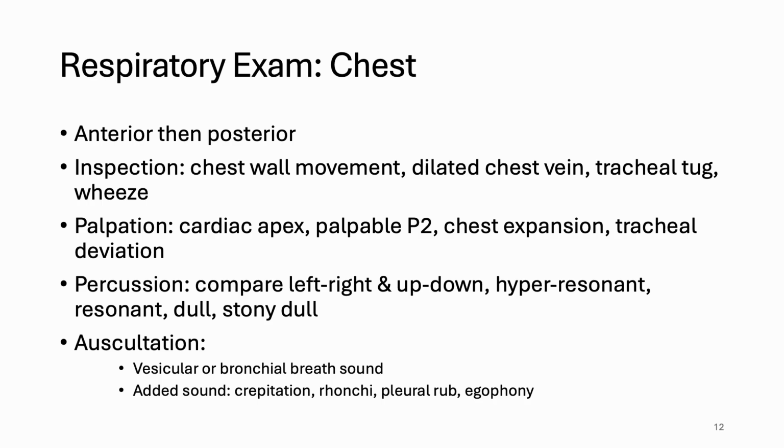On auscultation, there are two findings that you should take note of. Number one, the abnormalities of breath sound. It could be normal vesicular breath sound or abnormal bronchial breath sound. You should note whether there are added sounds of crepitations, rhonchi, pleural rub, and egophony.